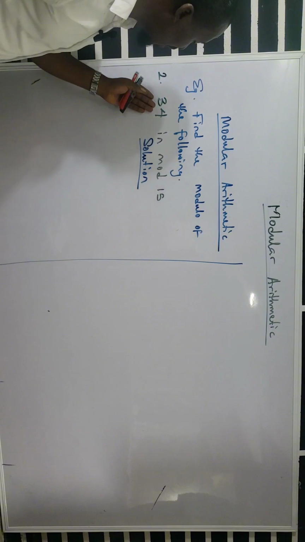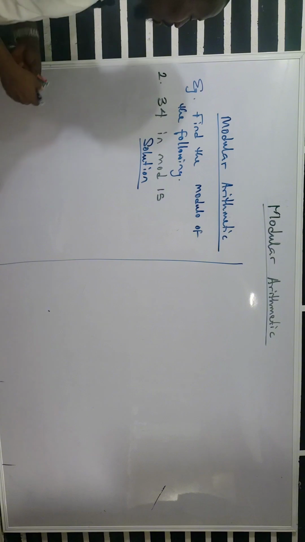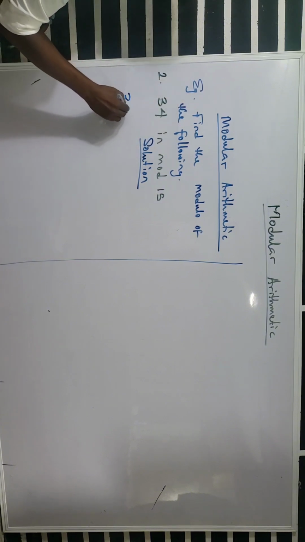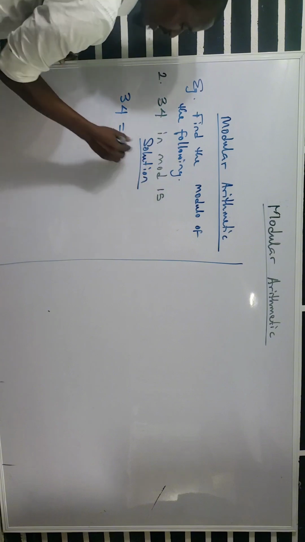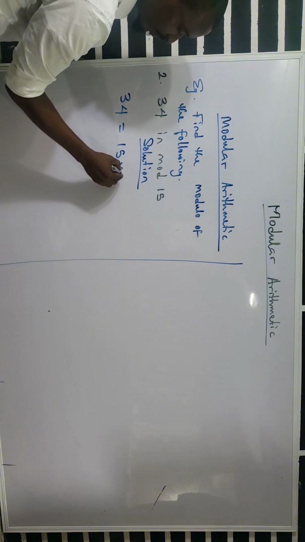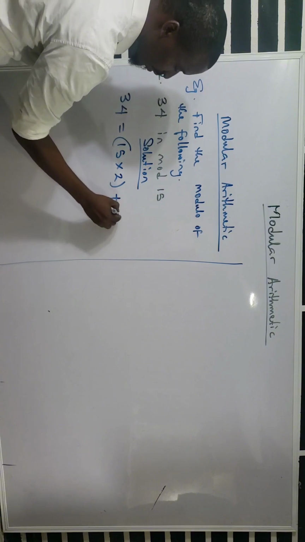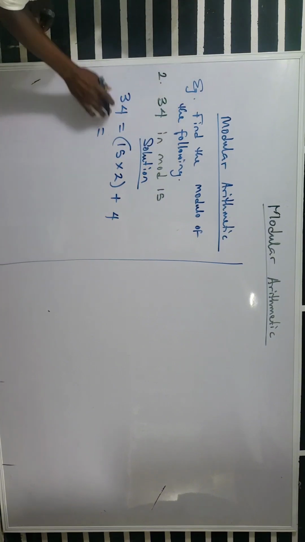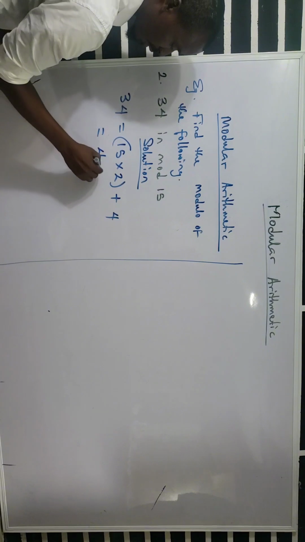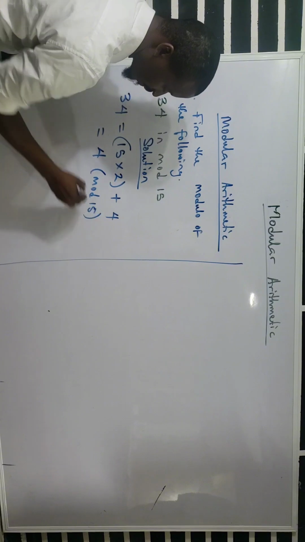So we are trying to find 34 in modulo 15. So it's very simple. All you need to do, 34 equals 15 times which number will give us closest to 34? That will give you 2. So 15 times 2 will give us 30. 30 plus 4. That means 34 will give us 4 in modulo 15.